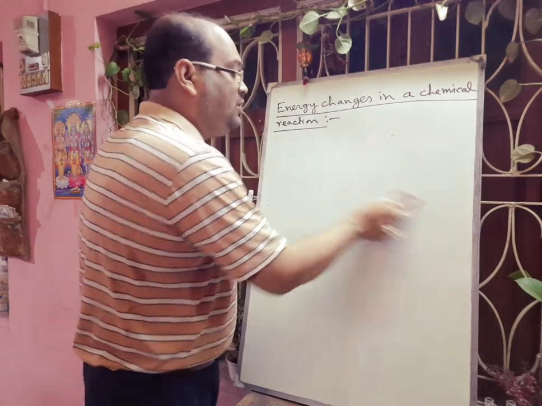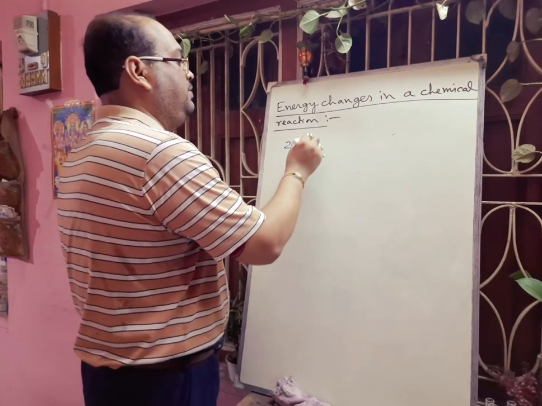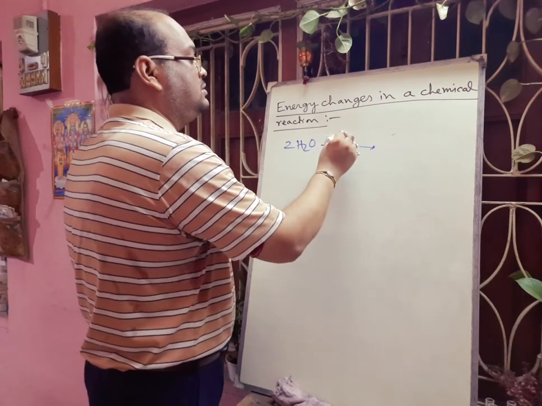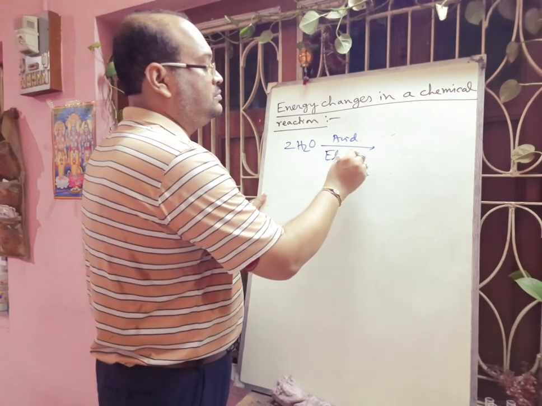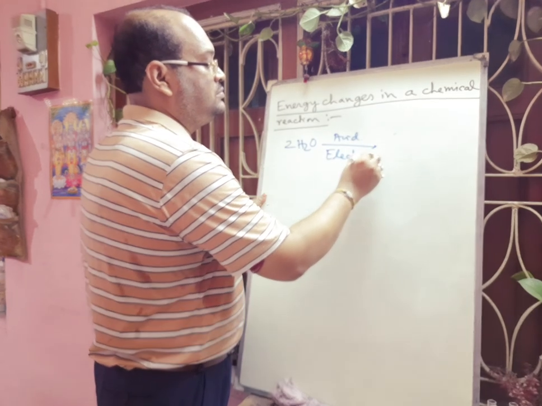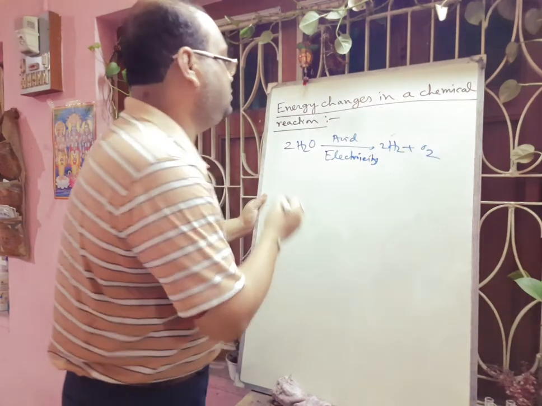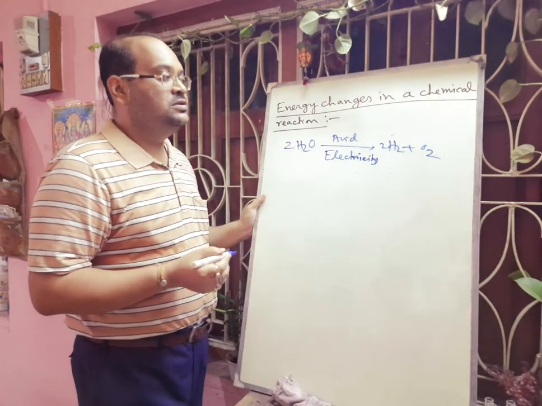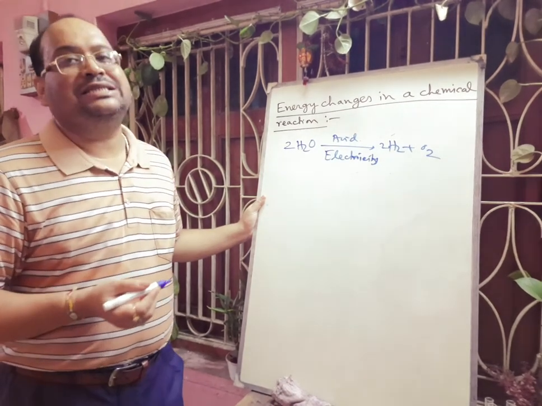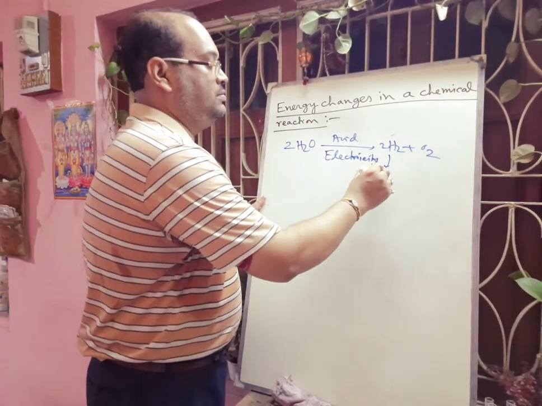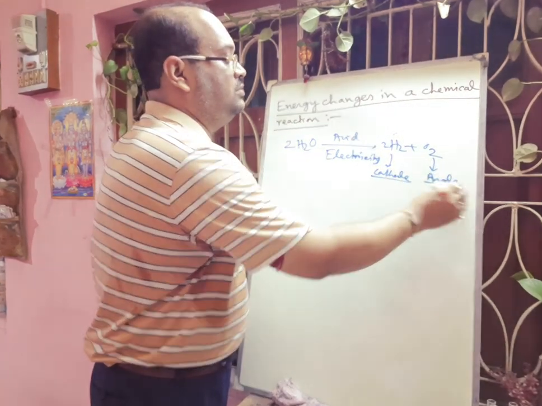Pure water is a bad conductor of electricity. But if you add some acid, that means acidulated water, and pass electricity through electrodes, definitely there will be dissociation of water, and hydrogen and oxygen gas will be produced. You will get hydrogen gas at the cathode and oxygen gas will form at the anode.